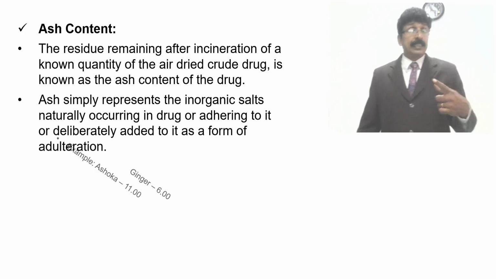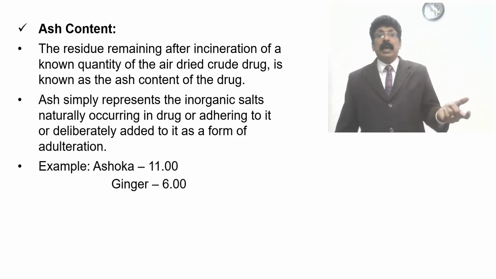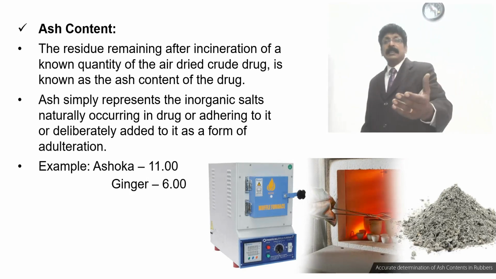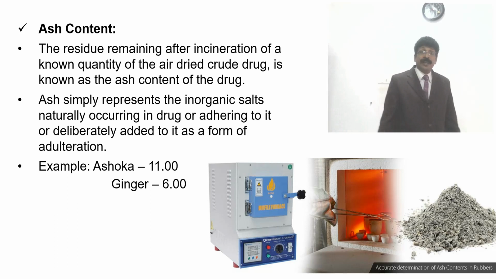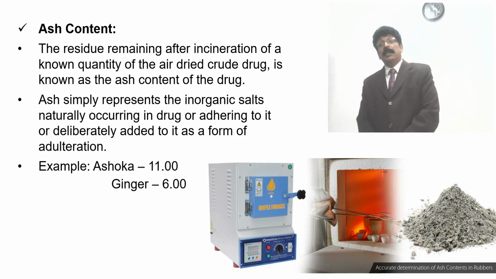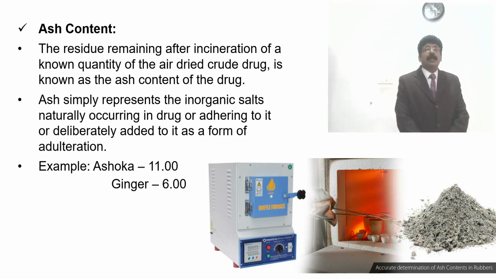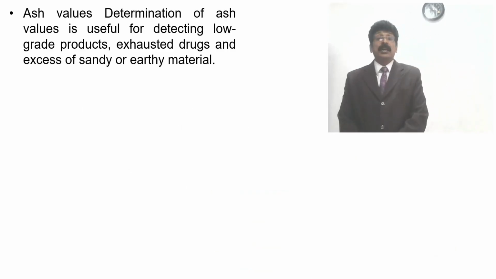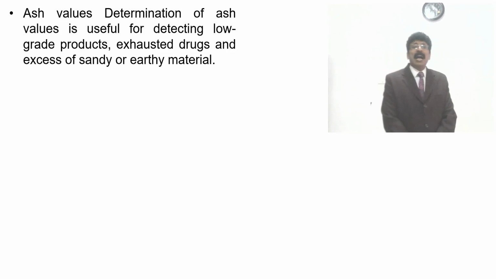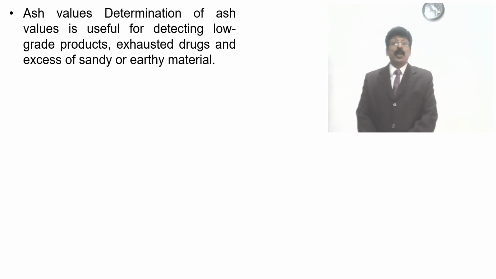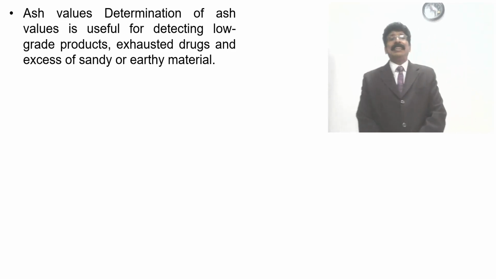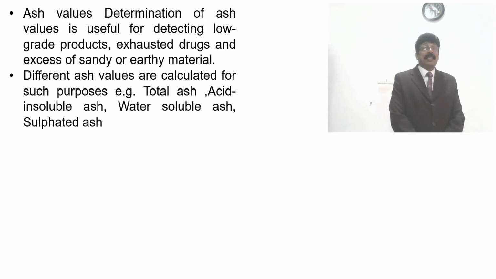It can be identified. For ashoka it is 11 and for ginger 6 is the normal. So you can use the incinerator, and you can see how it is burning. It will reach more than 300 to 600 degrees temperature. You can make it ash, and the total ash and also the sulfated ash can be identified. The ash value is useful for detecting low grade products, exhausted drugs, and excess sandy and earthy materials.